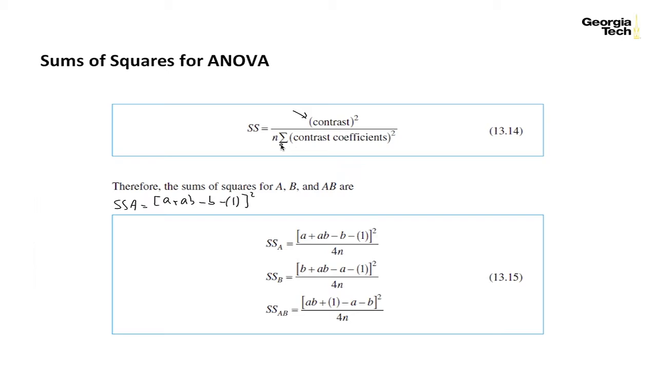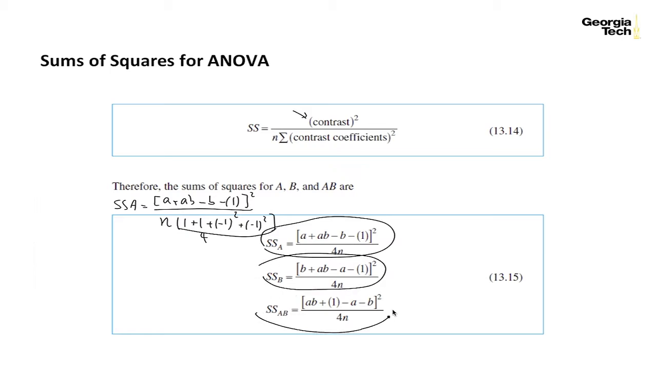And n times the summation of contrast coefficients squared. So the coefficient here is positive, here is positive, here is negative, but the square of a negative would be positive, and here the coefficient is negative. Again, it's going to be a square. So if we add them up, it's going to be 4, and that's why we have this equation for sum of squares of A, sum of squares of B, and sum of squares of AB.